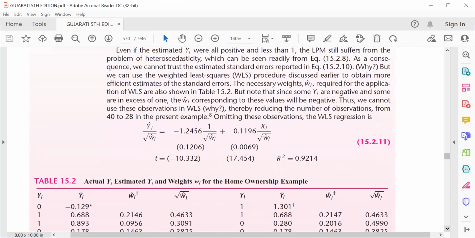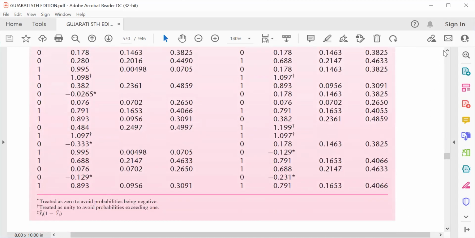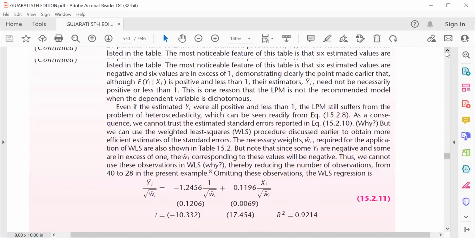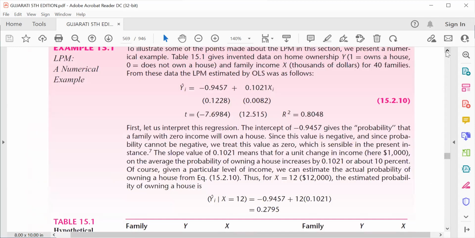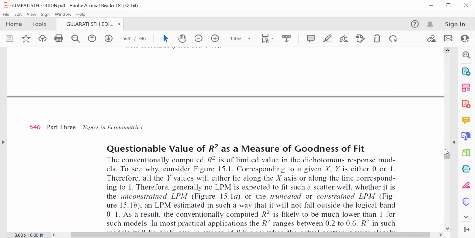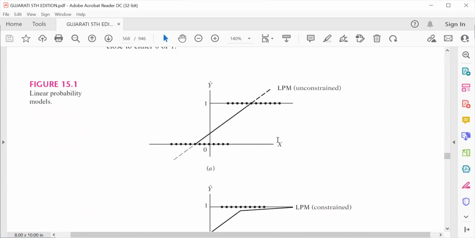Here, for example, we have to transform the data. Let's transform the data to become y hat. Here is the probability, between 0 and 1.